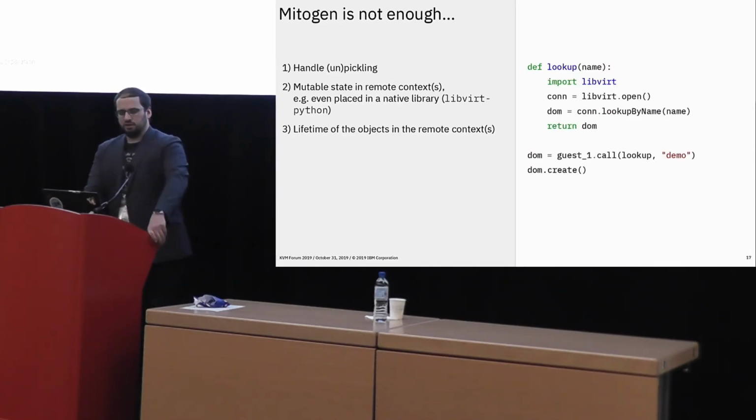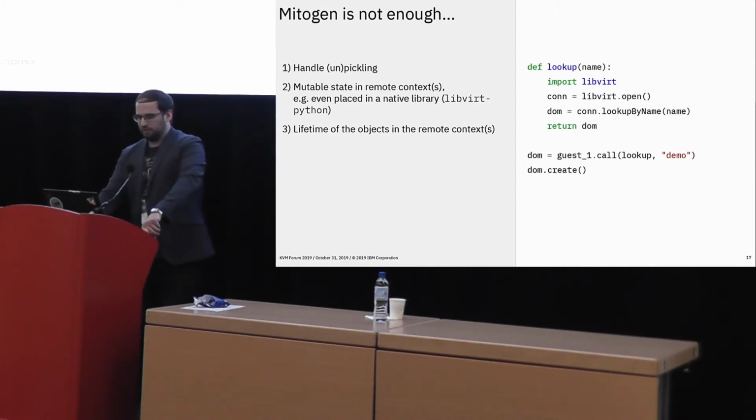But Matryoshkas is not enough, because if you're looking at the right side, how we would look up a domain by using libvirt Python. So we are calling in the guest1 context the function lookup, and it will import a libvirt Python module, try to establish the libvirt connection, and then it will try to look up the domain. And then it will try to return it.